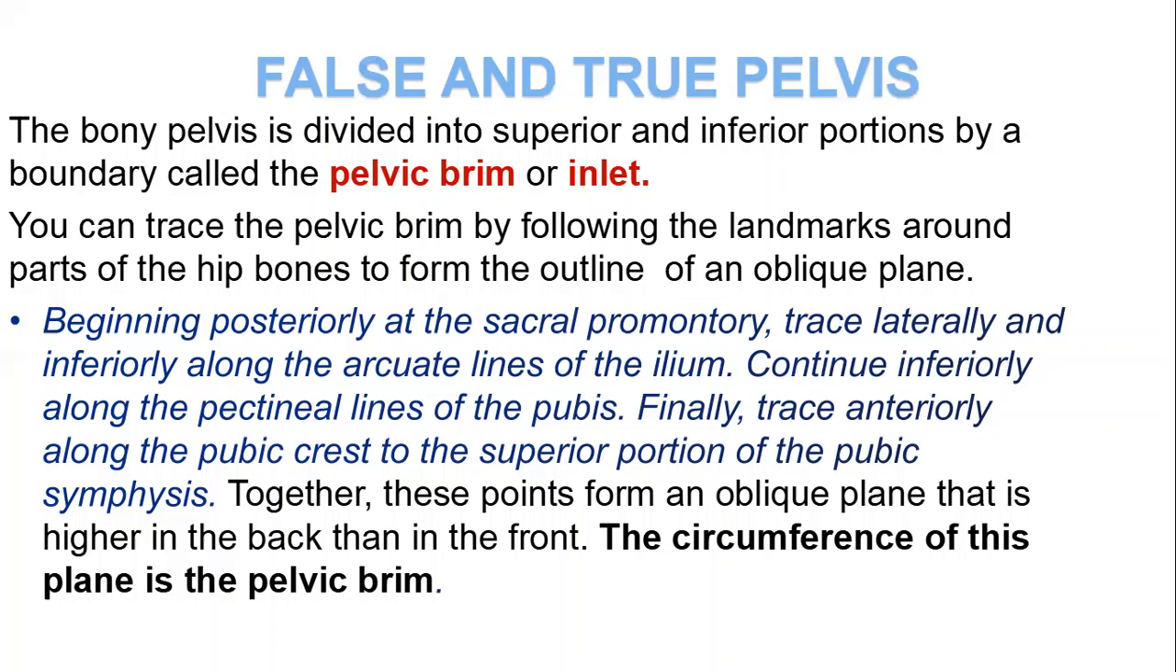So let's consider how we can find the pelvic brim. Beginning posteriorly at the sacral promontory, trace laterally and inferiorly along the arcuate lines of the ilium, continue inferiorly along the pectineal lines of the pubis, then finally trace anteriorly along the pubic crest to the superior portion of the pubic symphysis. Together these points form an oblique plane that is higher in the back than in the front. And the circumference of this plane is the pelvic brim.